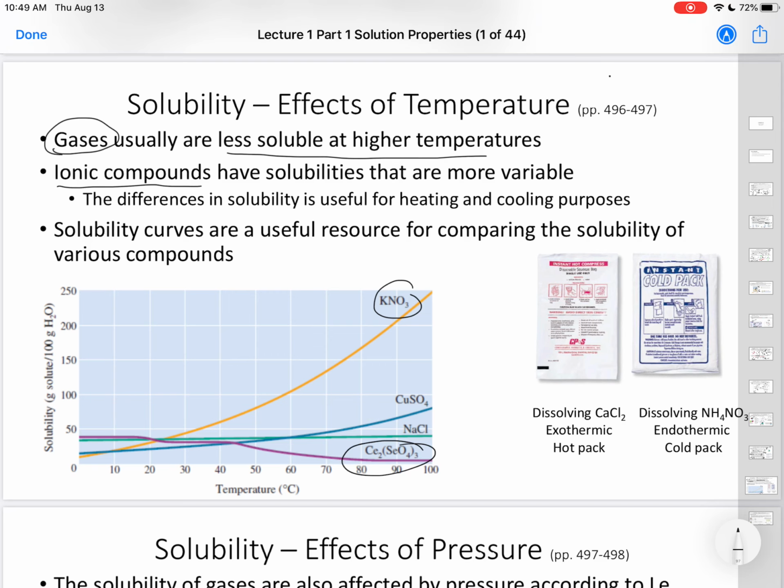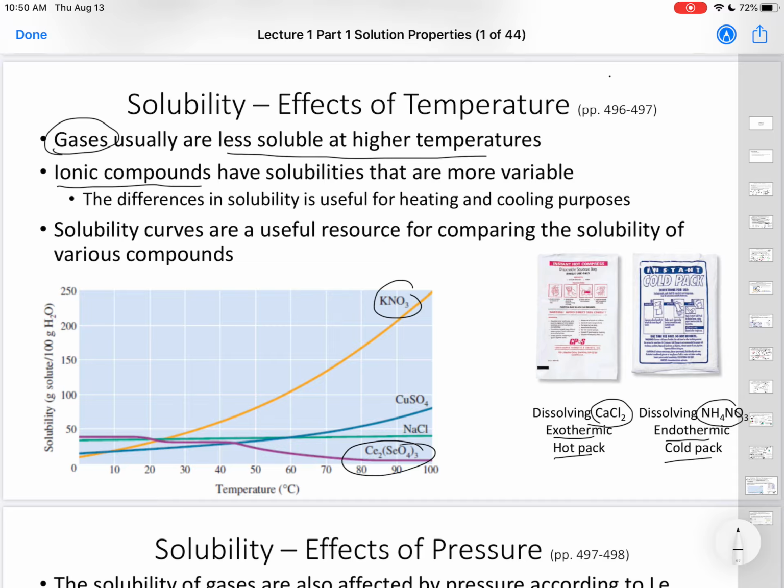Really, this is an idea of something exothermic versus endothermic when it comes to salts dissolving in water. And it's actually used for ice packs and hot packs. For example, if you have calcium chloride, when you dissolve it in water, it's exothermic, so it's great for making hot packs, whereas ammonium nitrate absorbs energy, is endothermic, and therefore makes great cold packs.